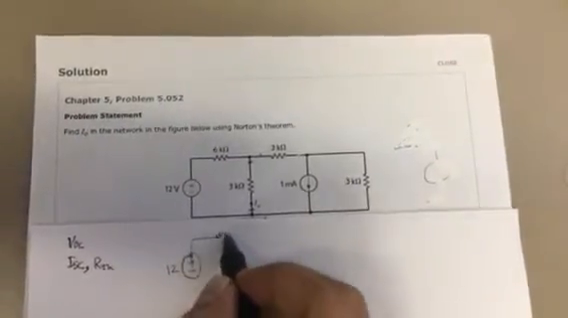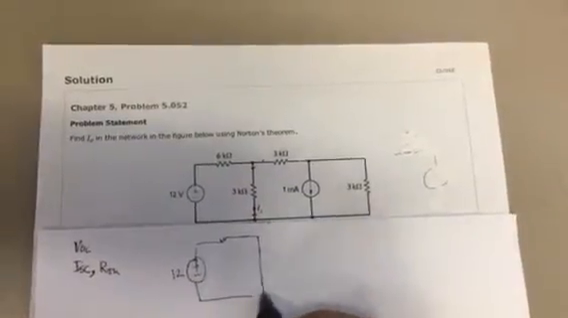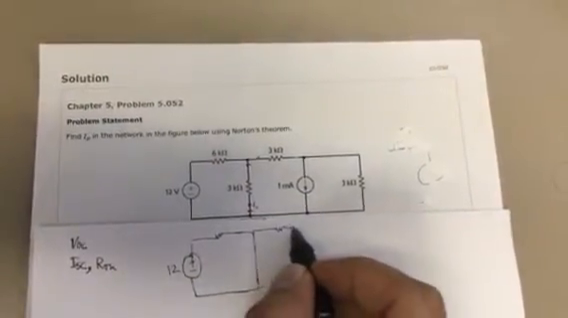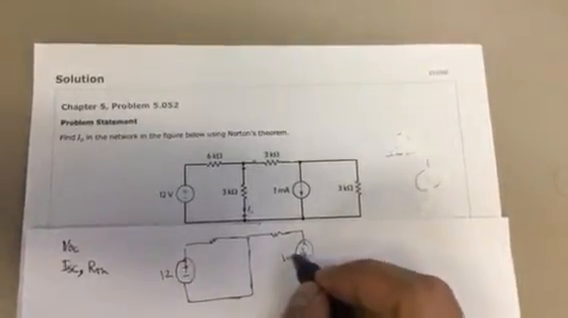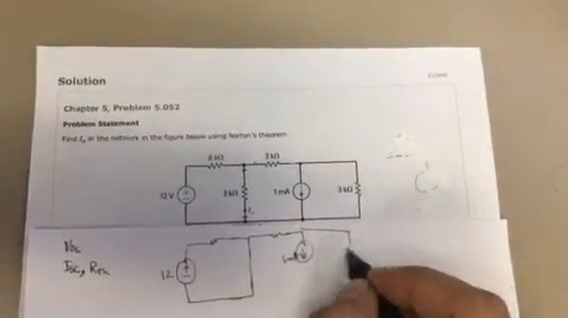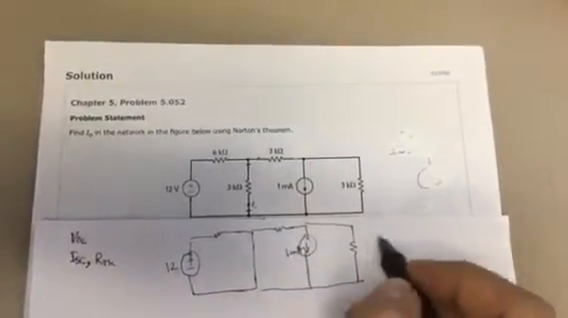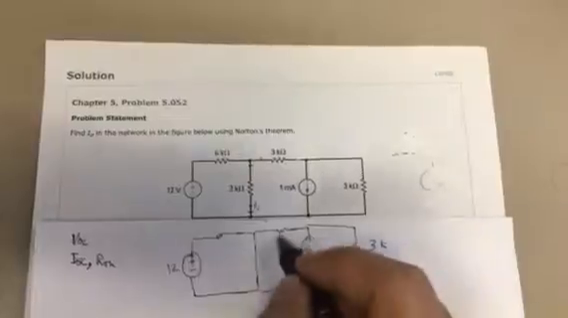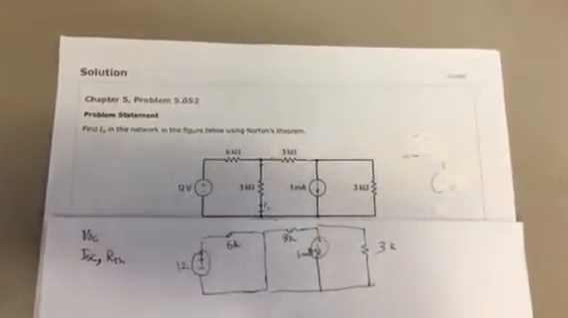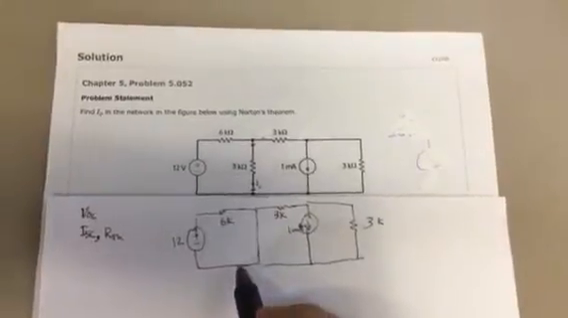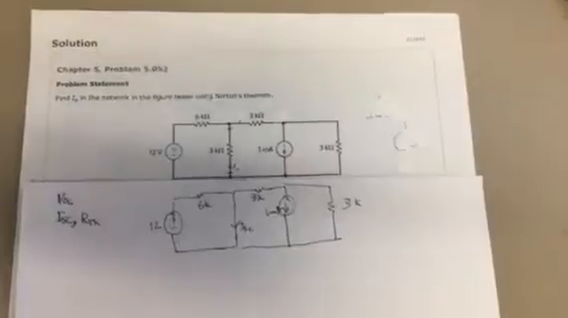So I'm going to have this 12 here and a 6 over here, and then this part is going to be shorted. Then I'm going to have a 3K over here and 1 milliamp coming down, and a 3K over here. So this is a 3K, this is a 3K, this is a 6K, this is shorted, this is 12 volts.